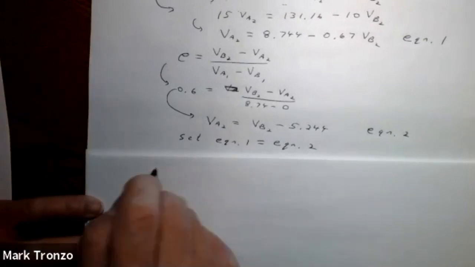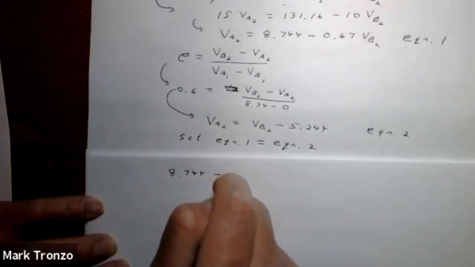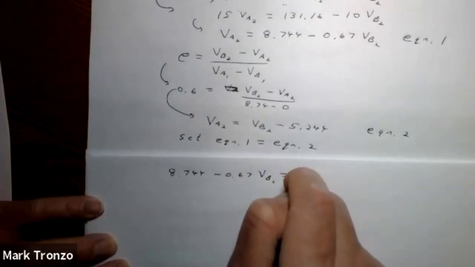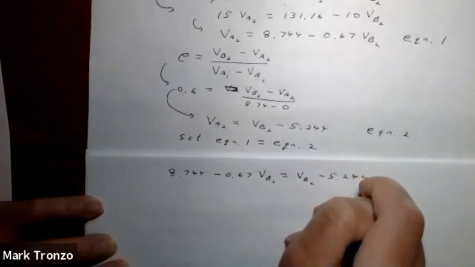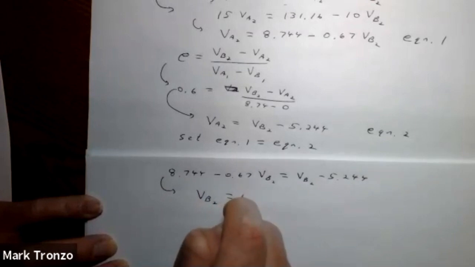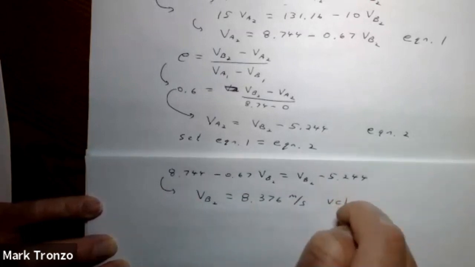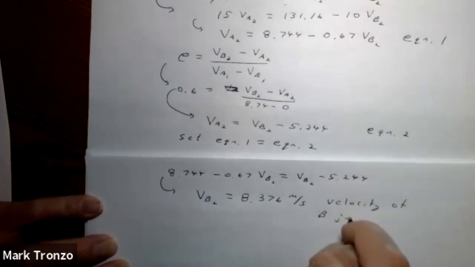And so when you do that, 8.744 minus 0.67 VB2 equals VB2 minus 5.244. And then if we solve for VB2, we get 8.376 meters per second. That's the velocity of B just after impact.